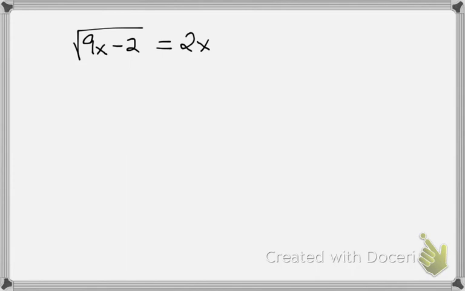In order to solve this, the first thing I have to do is get my radical by itself, which it is, right? This is like the easy money target. So it's a square root. What are we going to do? Square both sides. So we will square both sides of our equation.